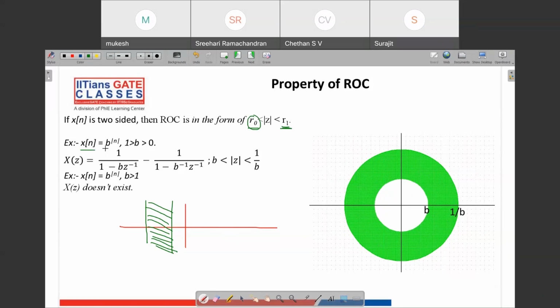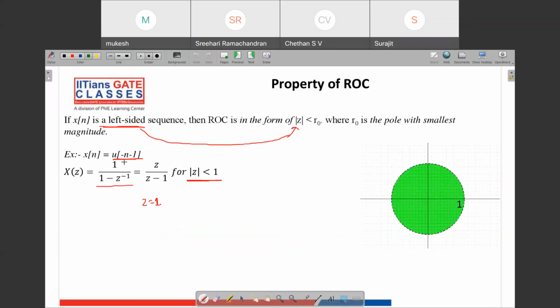Sir, in the last question, one minus sign will also be there in the X of z part. Yeah, here there is a minus sign. Yeah, there will be a minus sign here. Okay, thank you, sir.